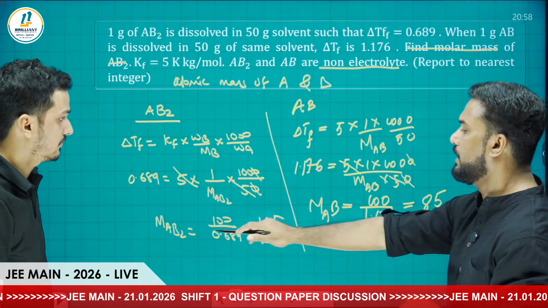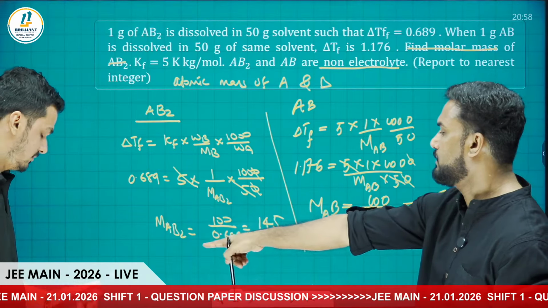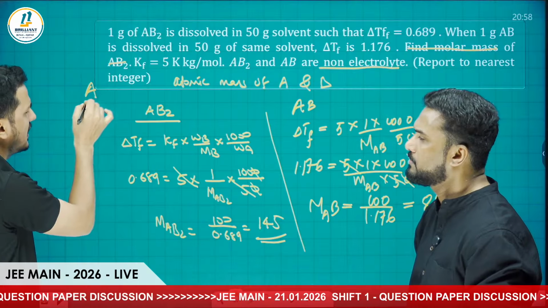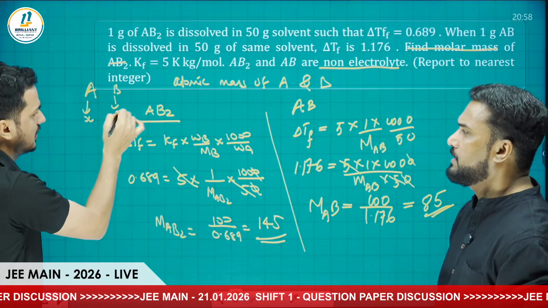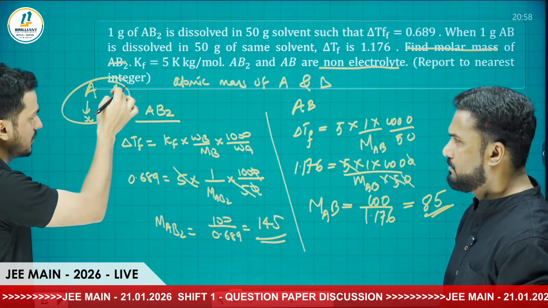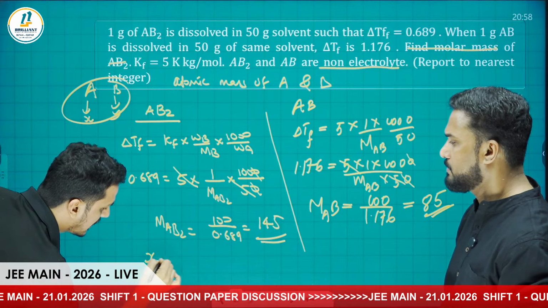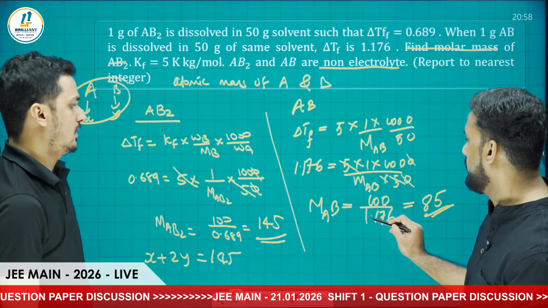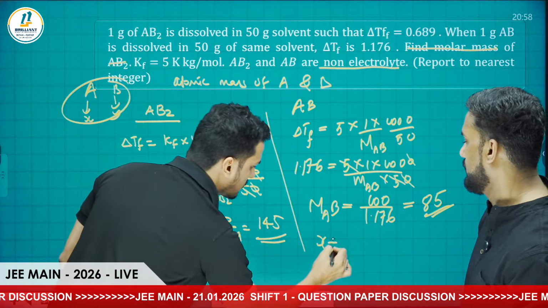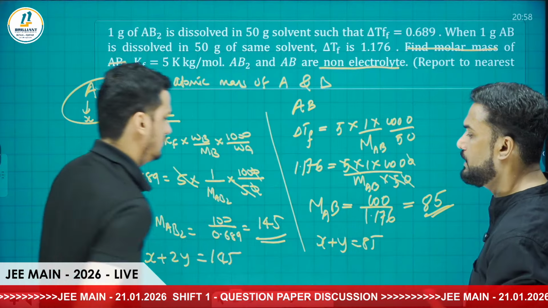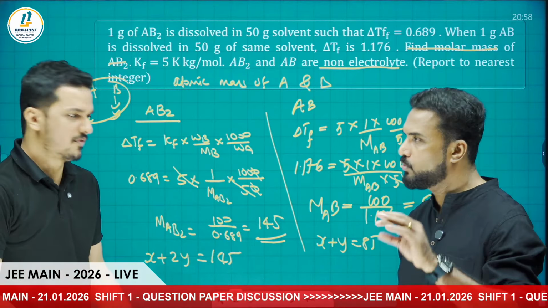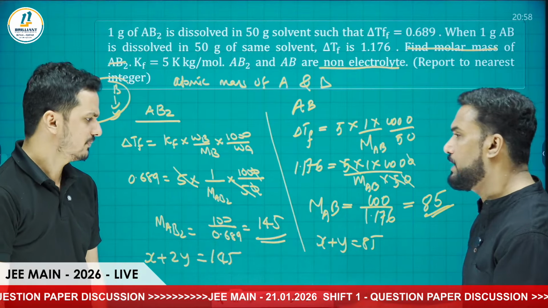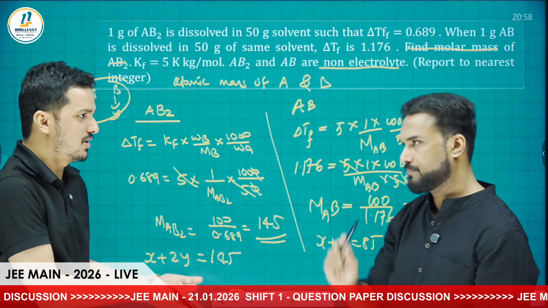So for AB2, I will take the atomic mass of A as X and the atomic mass of B as Y. So X plus 2Y is equal to 145, and for AB, X plus Y is equal to 85. From these, you have to find the atomic masses of X and Y. This is the way they have to ask it.